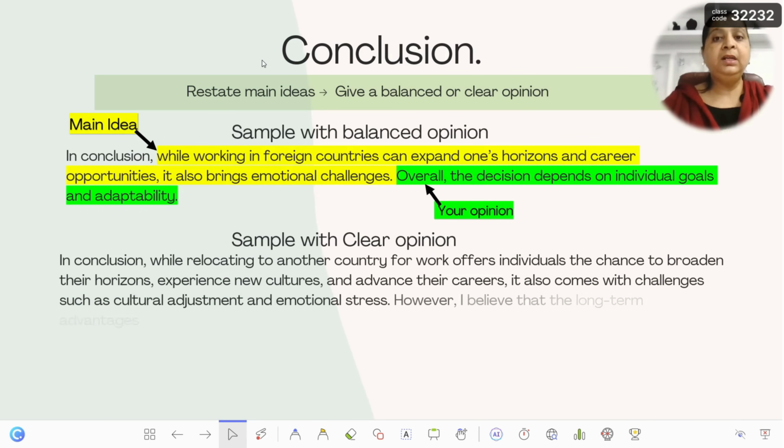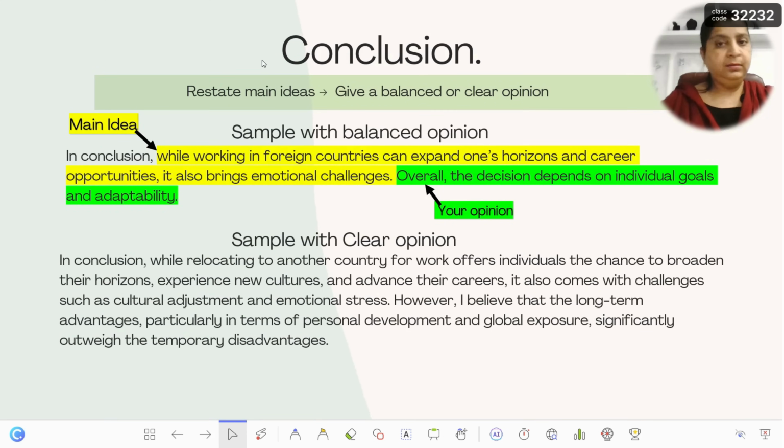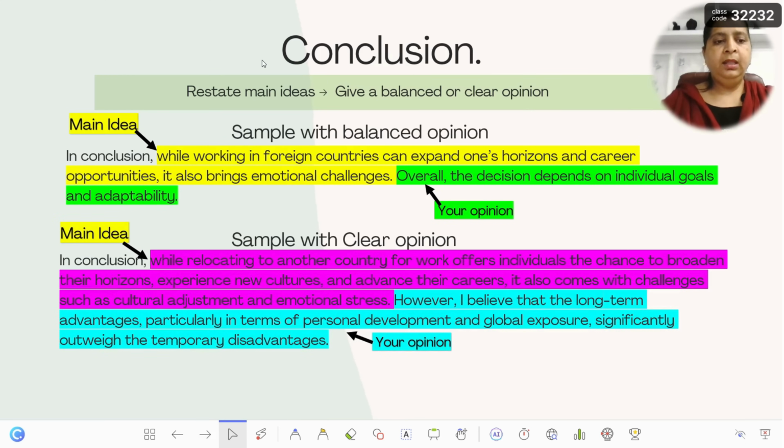Now let us see a sample with a clear, one-sided opinion. In this, here is the main idea. While relocating to another country for work offers individuals the chance to broaden their horizons, experience new cultures, and advance their careers, it also comes with challenges such as cultural adjustment and emotional stress. See, in both conclusions, the advantage and disadvantage paragraphs have been summarized. But here I am presenting you two different ways of presenting the summary. There are so many ways, so much variety.